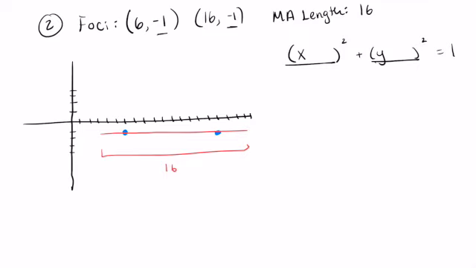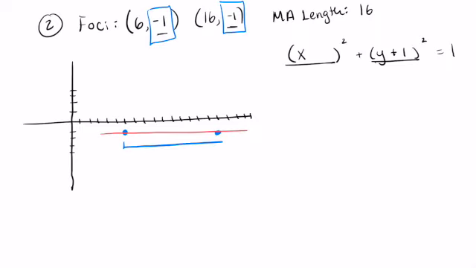So very similarly, whatever is not changing within my foci is one of the values of my center. Since y is not changing, I have the y portion of my center. So now all I need to find is the x portion. Well, how do I do that? All I need to do is find the distance from here to here. This point is at 6, this one's at 16. What's the distance between them? This whole distance is 10.